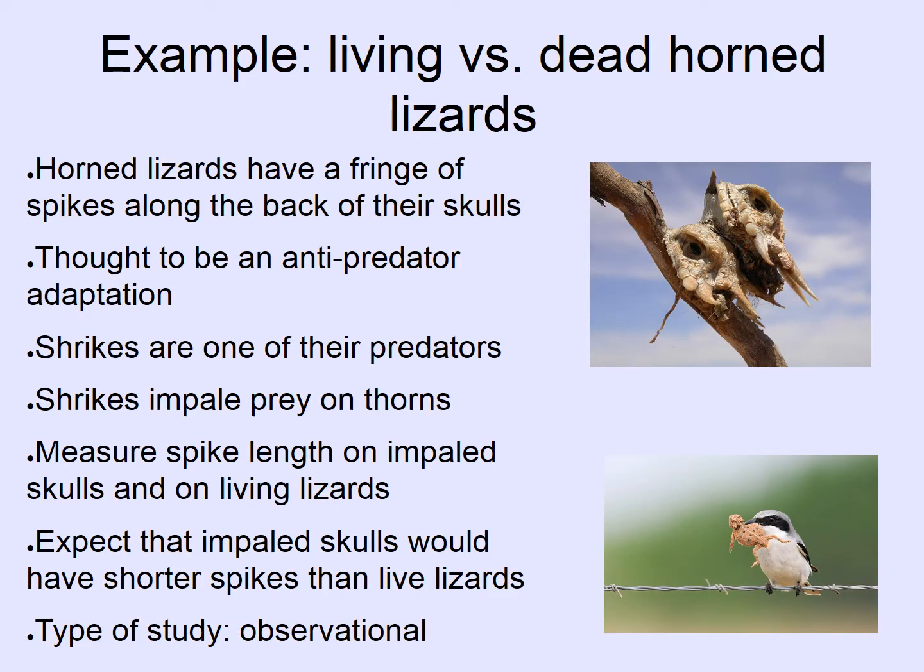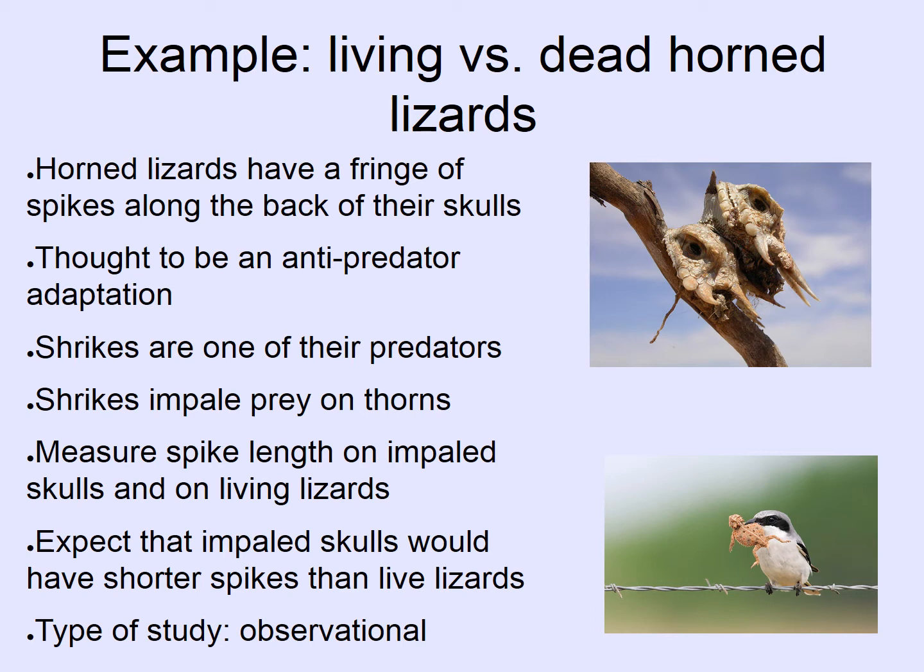Okay, so let me show you an example, living versus dead horned lizards. Horned lizards have these spikes along the back of their skulls, and it's thought to be an anti-predator adaptation because shrikes, which are a type of bird and are a predator of these lizards, come and pick them up. So you can see that in that bottom picture. And then they impale those little lizards on thorns, and then they eat them.